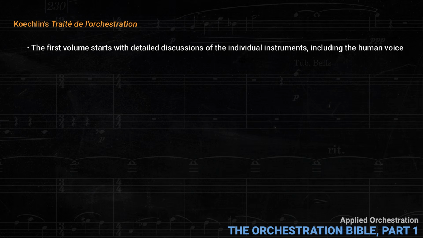The first volume starts with detailed discussions of the individual instruments, including the human voice. As an example, the chapter on the horn is 26 pages long, and includes a detailed discussion of natural horn, even including things like a list of trills it can play. Then he moves on to the modern horn, with dozens of examples from the repertoire and details about passage work and fingering. He even mentions which trills are harder and explains why.